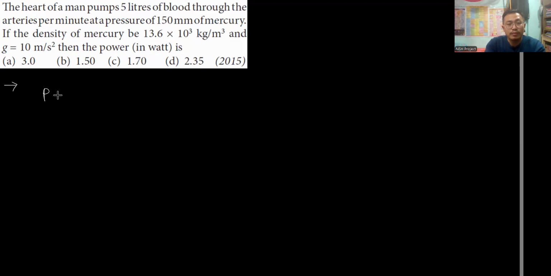Power is equal to pressure times volume per minute, so volume by time. Pressure is rho g h. So rho g h is equal to pressure, times volume by time. That is how we get the power.